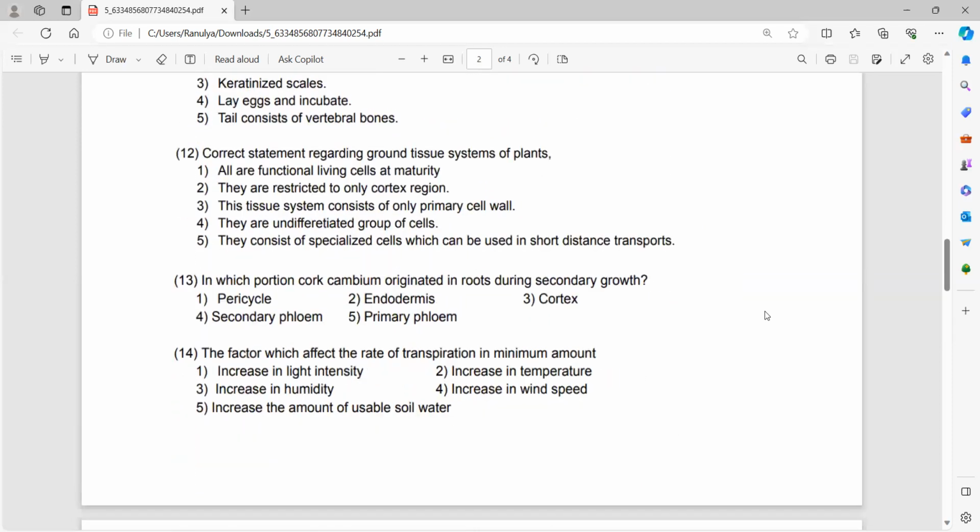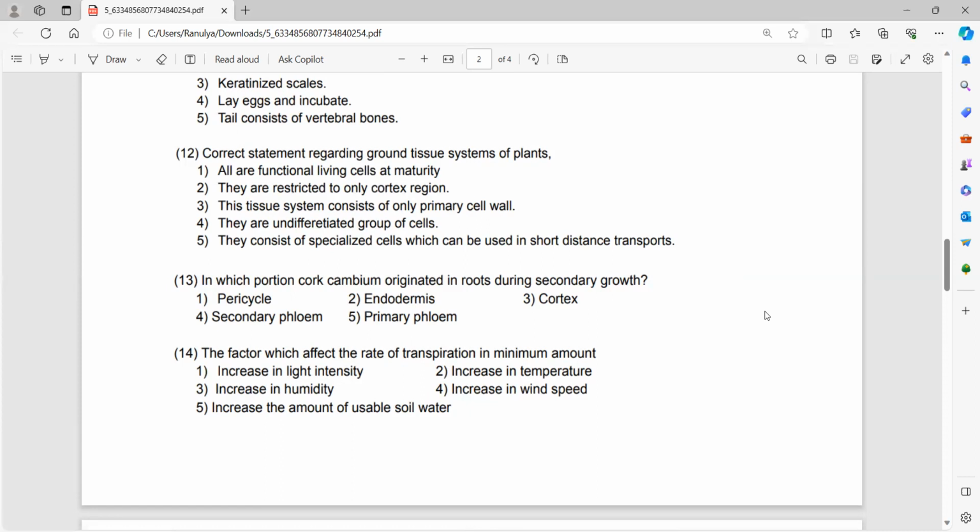Question number 12. Correct statement regarding the ground tissue system of plants. All are functional living cells at maturity. That is incorrect because of sclerenchyma cells. You know ground tissues have three types: parenchyma, collenchyma, and sclerenchyma. Sclerenchyma cells are dead at maturity. Then they are restricted to only the cortex region? Ground tissues fill the gap between dermal tissue and vascular tissue. So they mainly consist of cortex, outer to vascular tissue, and pith, inner to vascular tissue.